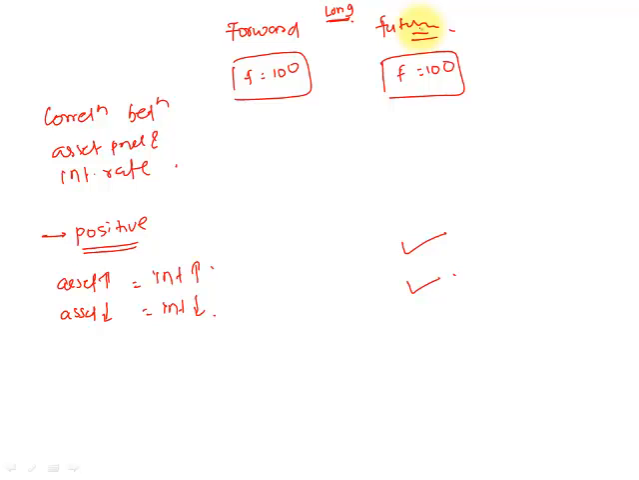Now, what kind of assets do you find in the market which exhibit positive correlation with interest rates? What kind of assets do you find in the market which would exhibit a positive correlation with interest rates? Land. Okay.